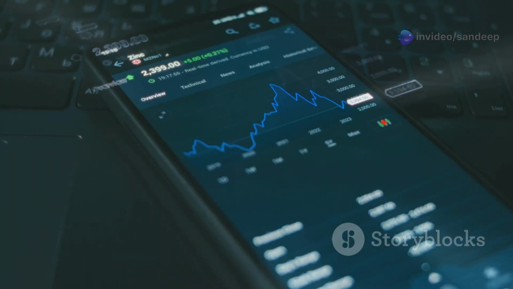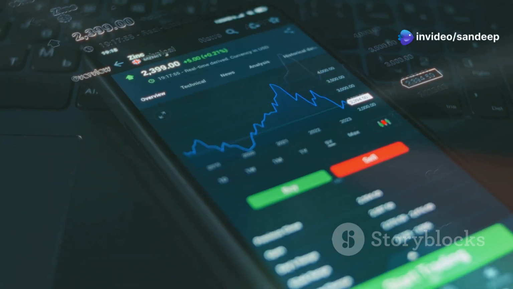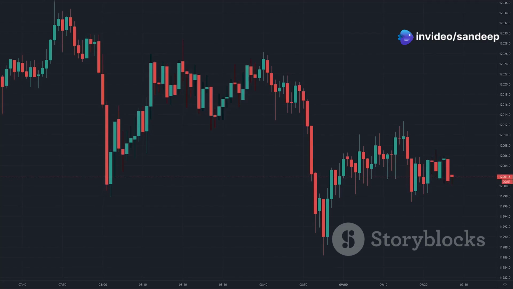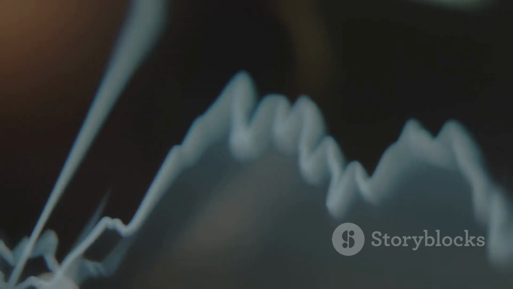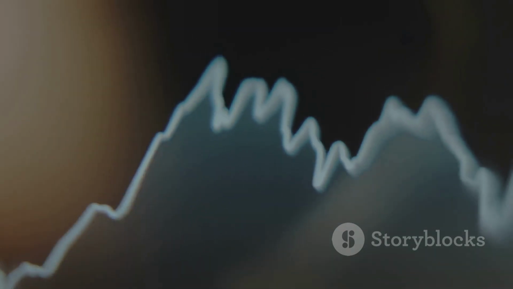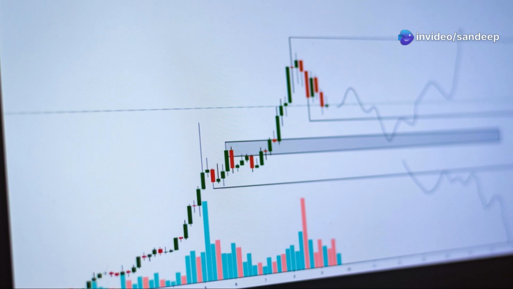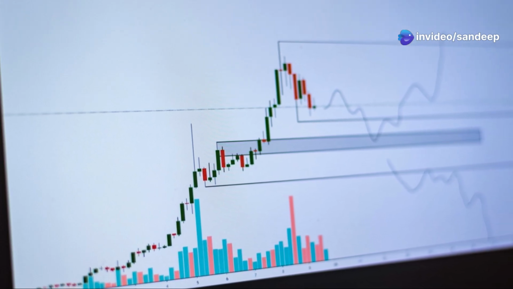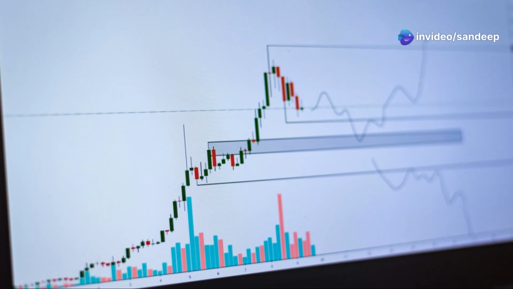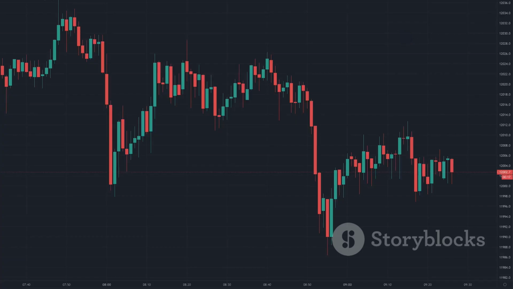Now, what about those lines sticking out? The wicks. The wicks, or shadows, show you the highest and lowest prices the stock reached during that period. The very top of the upper wick is the high of the period, and the very bottom of the lower wick is the low. So in one single candle, you get 4 key pieces of information: the open, high, low, and close. This is incredibly useful because it shows you the volatility and the full range of price action, not just where the price started and ended.